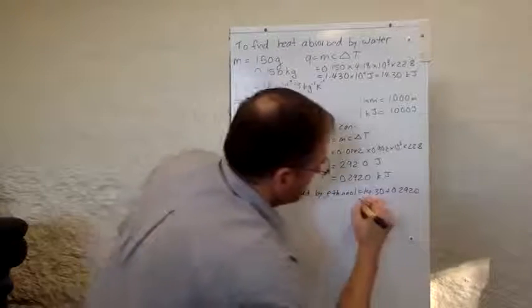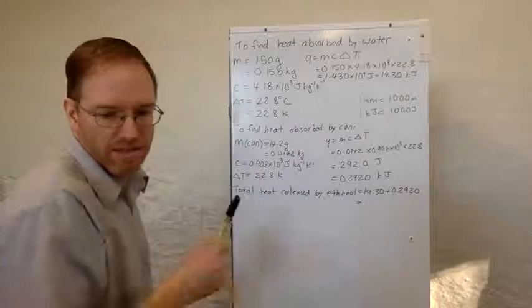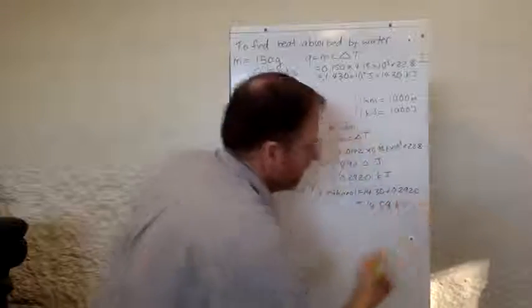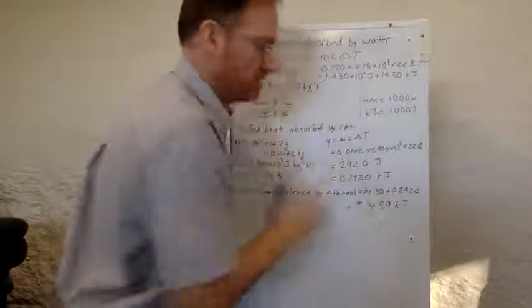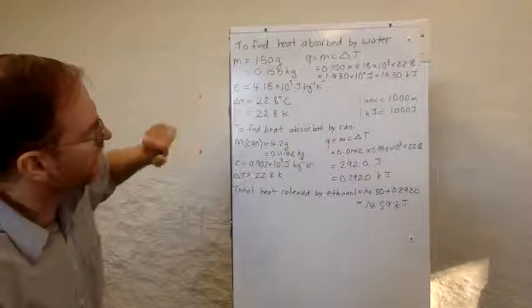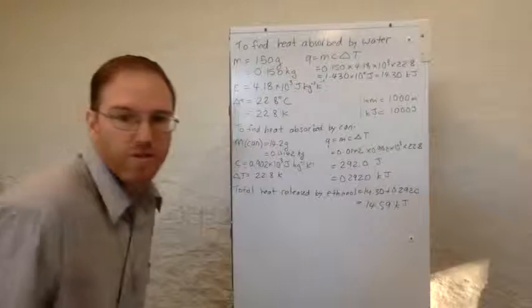What was the total heat that came out of the ethanol and was absorbed by the can and the water? When I add them together, I get 14.59 kilojoules. And I've kept 4 significant figures. Now, that's the first part. I've worked out the total amount of heat that was released by my ethanol when it combusted.